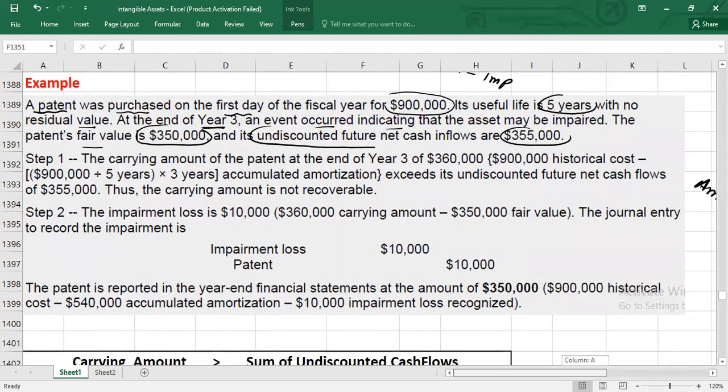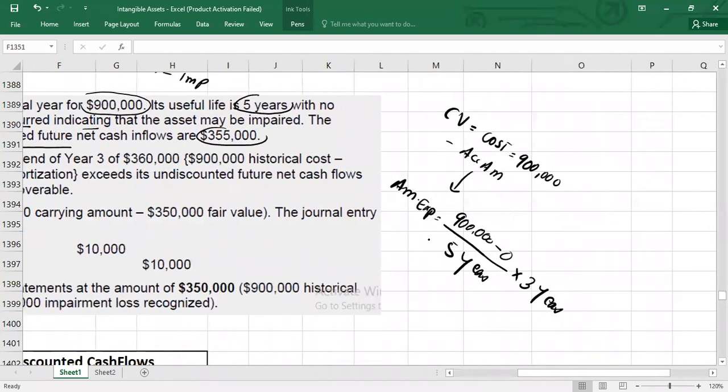I can just check here how much it will be. If you calculate accumulated amortization, I guess it will be $540,000, and it means your carrying value is $360,000. This carrying value you have to compare with the undiscounted cash flows, and the undiscounted cash flows are given in the question here.